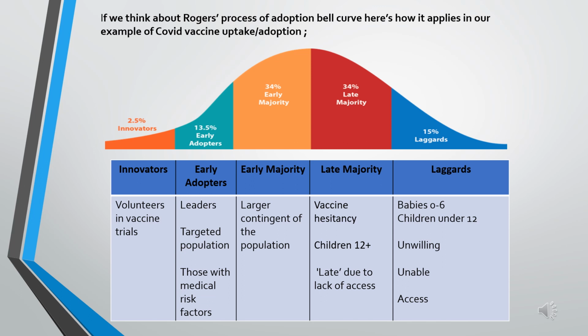And in the final grouping, the laggards category, this group may include much younger children for whom vaccine development came even later, so babies 0 to 6 months and children under 12. It may include people who are not willing to adopt the vaccine at all. It may include people who cannot adopt the vaccine for medical contraindicated rationale, and it may include people who cannot access the vaccine due to socioeconomic reasons, those structural determinants related to access.